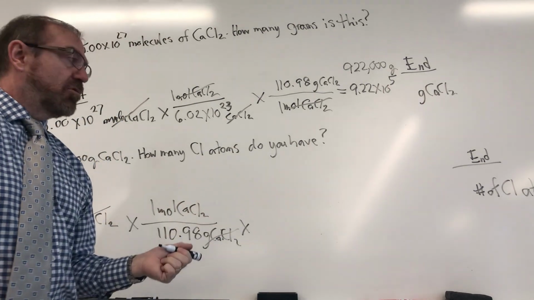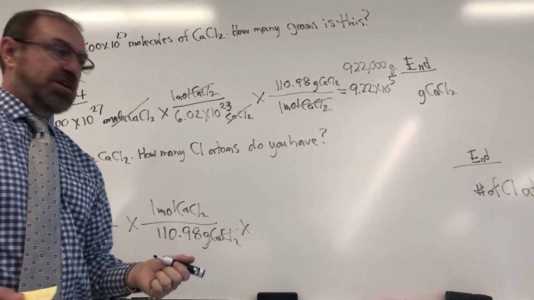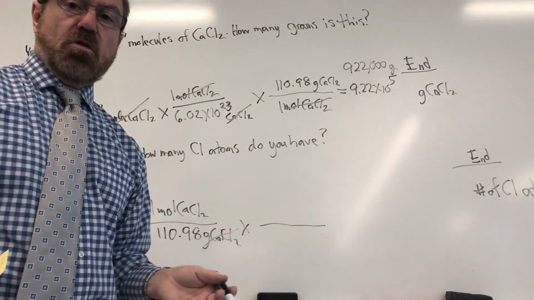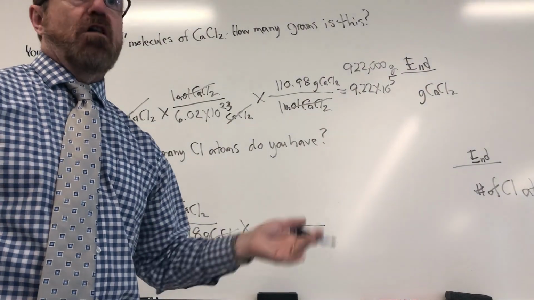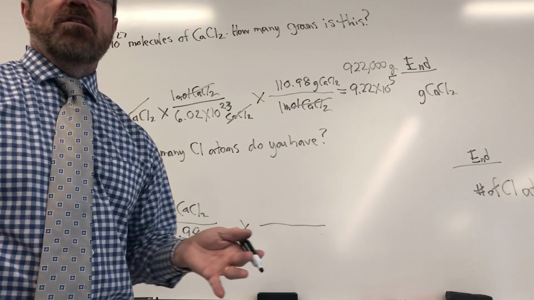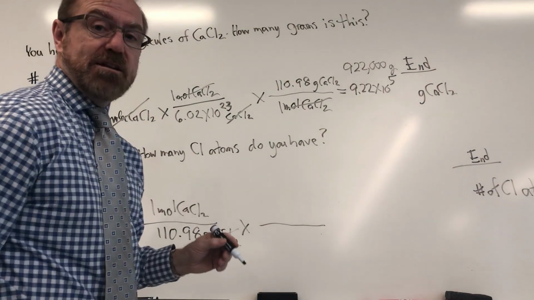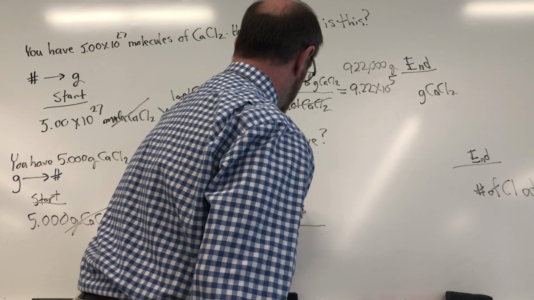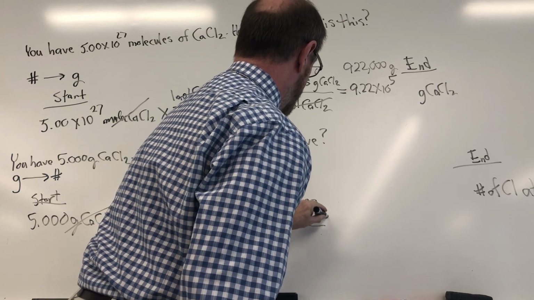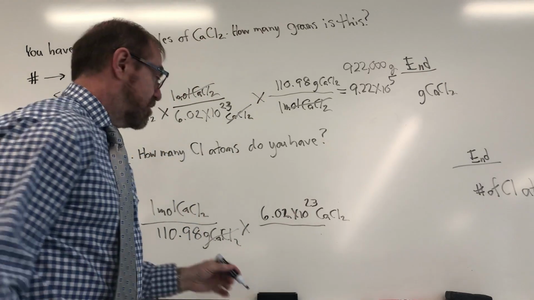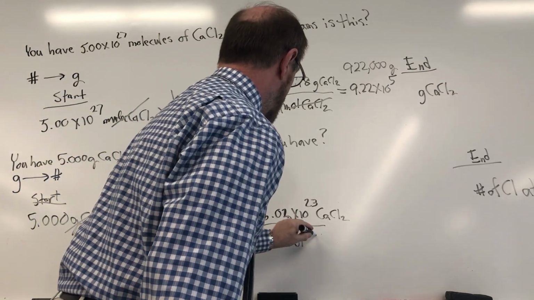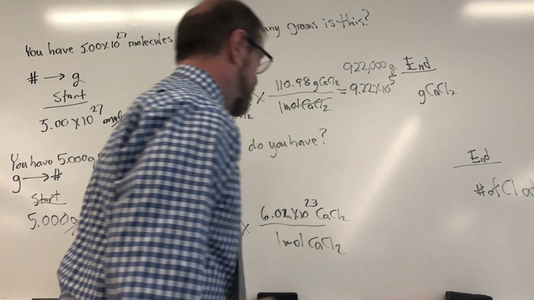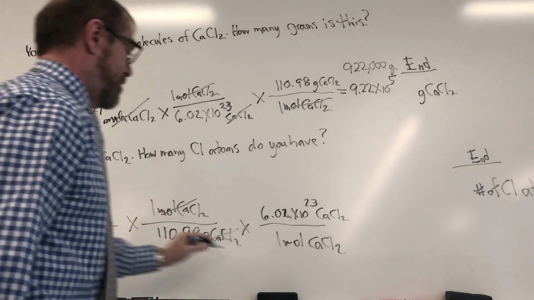Now that we've got moles of calcium chloride, there is a way to get from moles to number, but it's going to be 2 steps. In the first step, we're going to find the number of calcium chloride formula units. We'll just call them molecules. Then in the second step, we'll find the number of chloride atoms. So the first thing we have to do is multiply by Avogadro's number: 6.02 times 10 to the 23rd calcium chloride molecules for every 1 mole of calcium chloride. So the moles drop out.